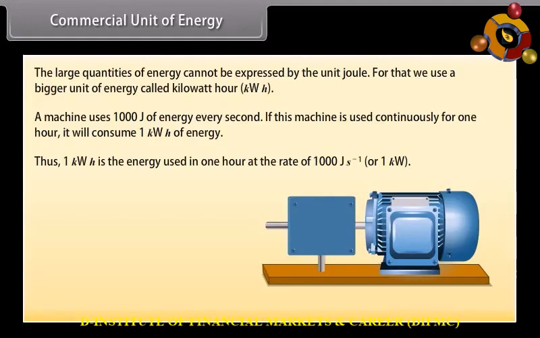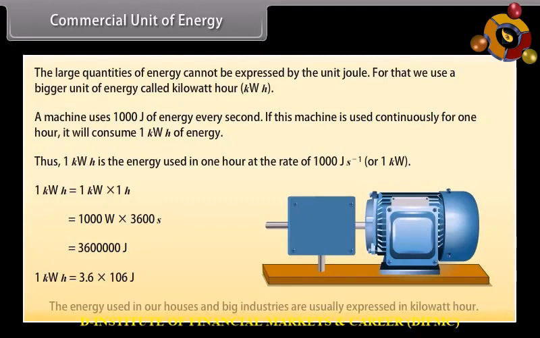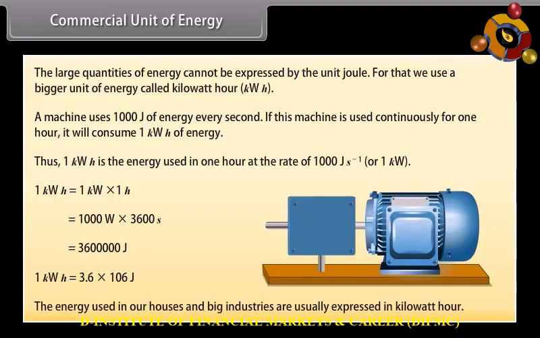So, 1 kilowatt hour is equal to 1 kilowatt into 1 hour, which is equal to 1000 watt into 3600 s, which is equal to 36 lakh joule. 1 kilowatt hour is equal to 3.6 × 10^6 joule. The energy used in our houses and big industries are usually expressed in kilowatt hour.